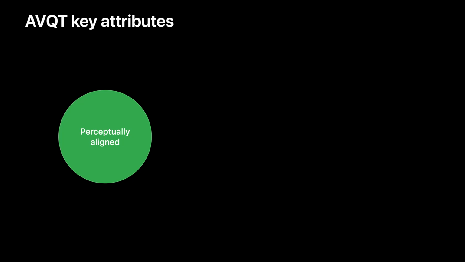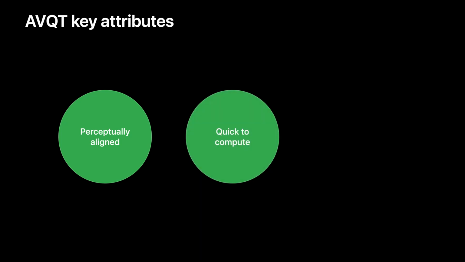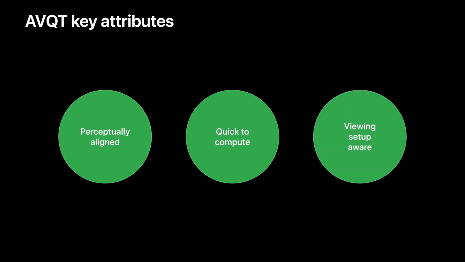There are three key attributes that are unique to AVQT. First, AVQT achieves high correlation with how people rate videos. This applies to all content types such as animation, natural scenes, and sports. Second, AVQT comes with impressive processing speeds, thanks to AV Foundation and Metal that AVQT relies on for video decoding and processing. Third, AVQT is designed to accommodate different viewing setups.